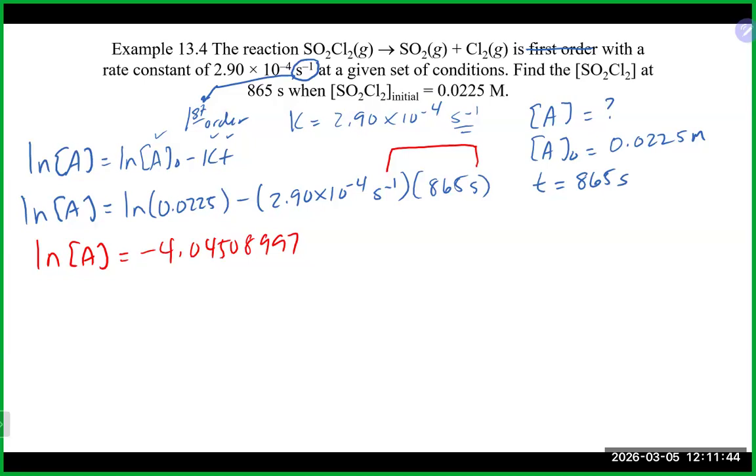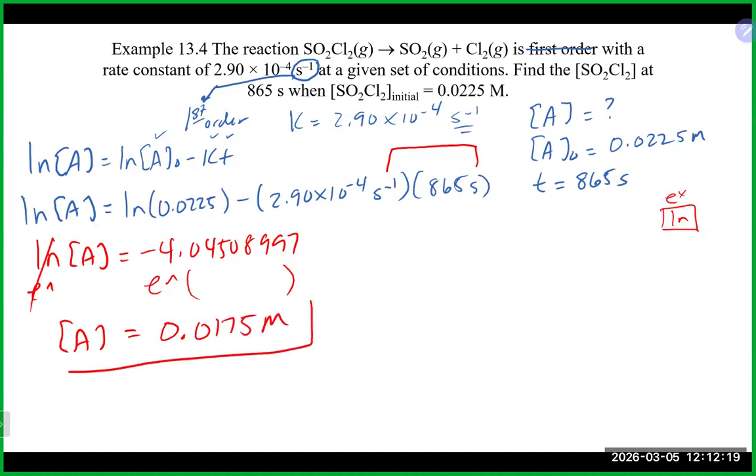To get rid of the natural log on that side, we need to take e to both sides. On most people's calculators, that button is found above the natural log button. Mine happens to have an individual button. When you do that, it gets rid of the natural log on that side, and you end up with 0.0175 molar in this particular case as our final concentration.